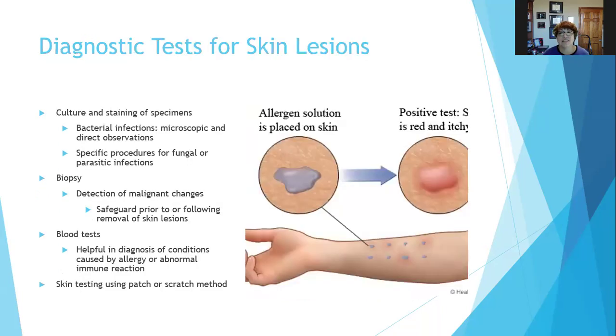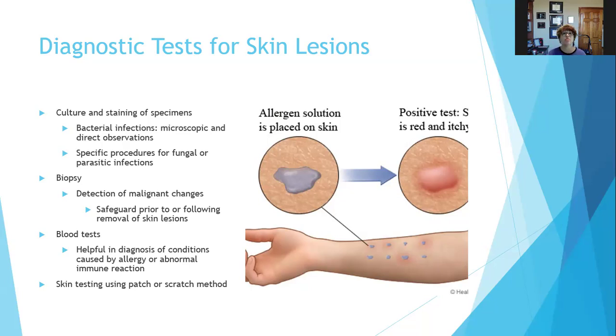So diagnostic tests that they'll often do for skin disorders: culture and staining of specimens. So if you have exudate, they want to culture it. Sometimes they're going to look at it under the microscope or by direct observation to look at bacterial infections. There are specific procedures required to culture fungal or parasitic infections because remember, those guys are eukaryotes, and it's harder to culture eukaryotes. Prokaryotes, it's easy to culture them, and it's different procedures for fungal or parasitic.